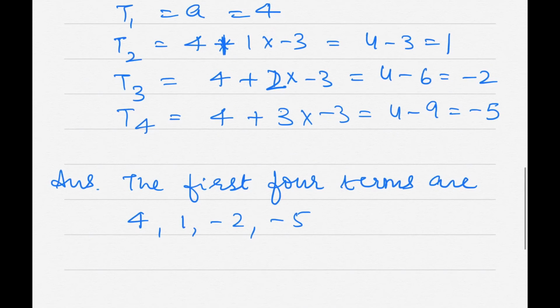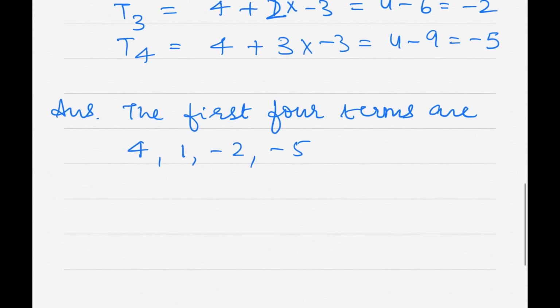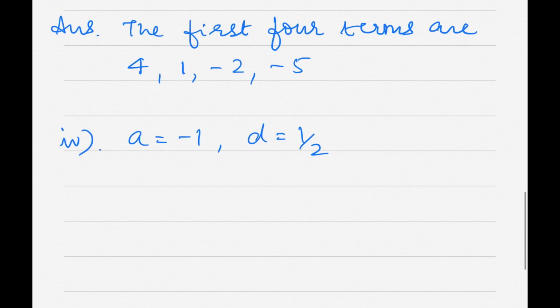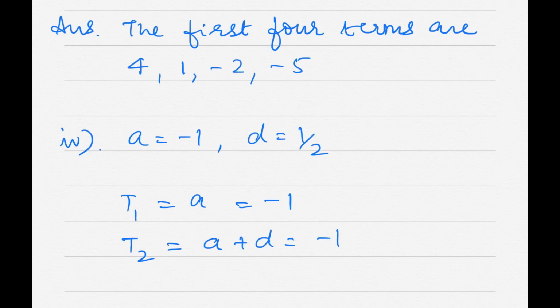That's already given. Now the fourth part says A is equal to minus 1 and D is equal to half. So the first term is A, which is minus 1, and the second term will be equal to A plus D, right? So A plus D will be equal to minus 1 plus half. So this will give me minus half.